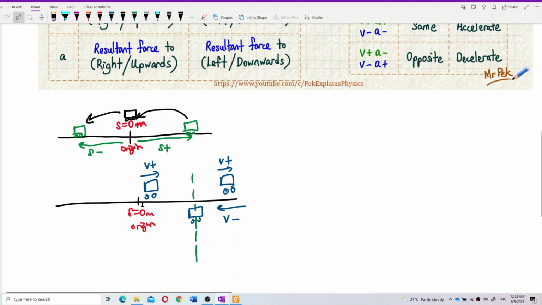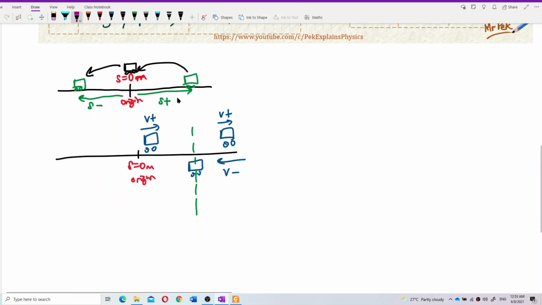But after the whole process, the object moves to the right and then moves to the left. After the whole process, what's the displacement of the object from the origin? Displacement is the shortest distance between the initial and final point. So what's the displacement of this object? The displacement is still positive because the object is still at the right hand side of the origin. I hope that after this class you understand already.